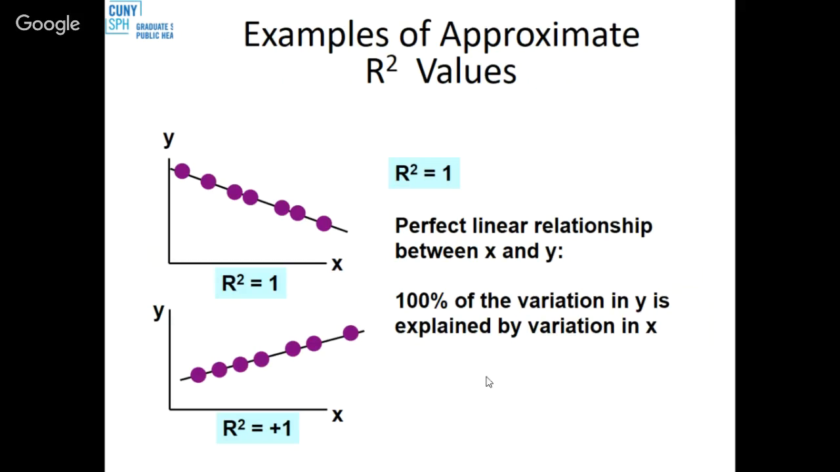So again, an R squared of 1, like R, means a perfect linear relationship between X and Y, except whether it is positive or negative, R squared is still plus 1. It's always between 0 and 1. That can be interpreted as meaning that 100% of the variation in Y is explained by variation in X. There's no residual error.